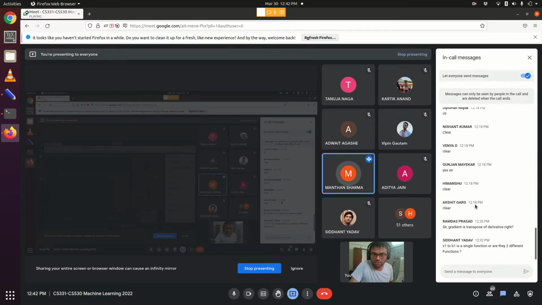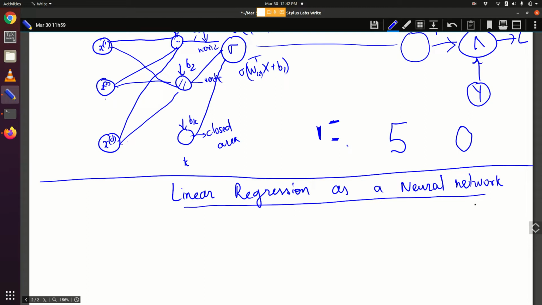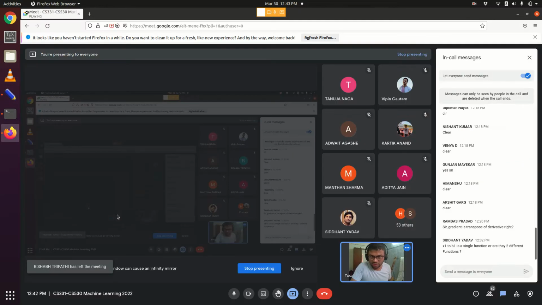Yeah, Tushar, you said something? Sir, in the neural network, X1, X2, XD are different features, right? Yeah. So are they vectors? Yeah, this is a vector. So this is for the ith input, right? So this is the ith training example. Manthan, it will become very clear when I look at an example.